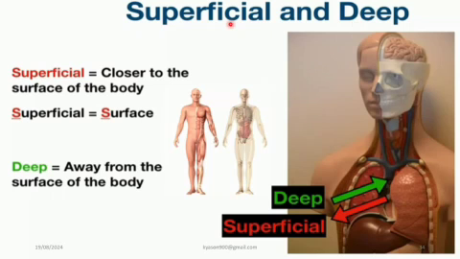Superficial and deep. These are also straightforward. Superficial means close to the surface of the body. Deep means away from the surface of the body. Let's use a very simple example. If you look at your hand right now, you can see some blood vessels beneath your skin. Those are superficial blood vessels because they are close to the surface of the body. But there are also other blood vessels that are away from the surface of the body. Those are deep vessels. There we use the word deep. So you can use many examples to describe superficial and deep.